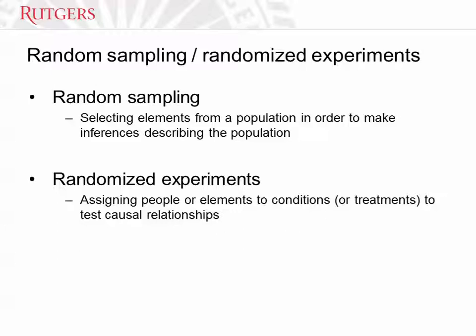We select them at random from the big population. Now, that's different from a randomized experiment, which we'll talk about in a few weeks. A randomized experiment takes people or other units and uses randomization to put them into a treatment group or a control group. It assigns people or elements to conditions or treatments in order to test causal relationships. Random sampling is often used simply to describe populations. It doesn't typically result in very strong causal evidence, yet it does a really good job of representing or generalizing to a broad population.